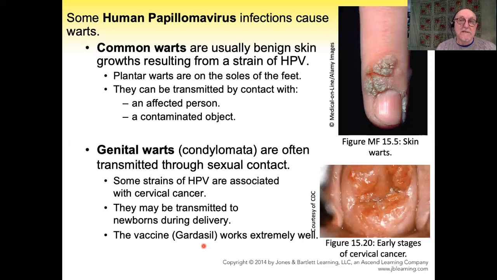So the child produces a relatively high immune response well before they actually become sexually active. Because the assumption is that as soon as they become sexually active, they are going to be exposed. It is that common in the population.